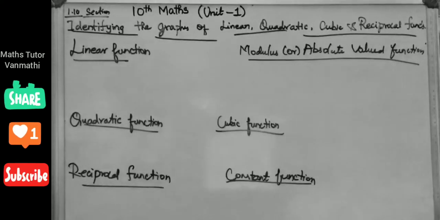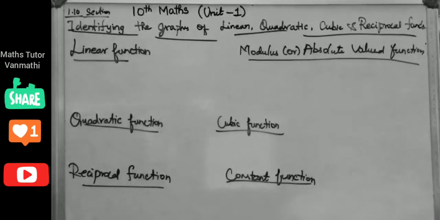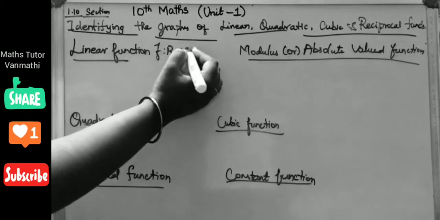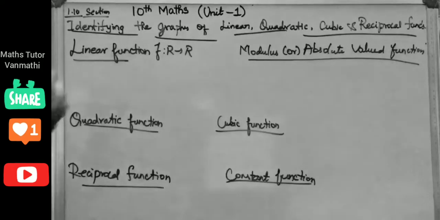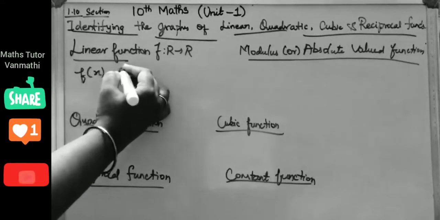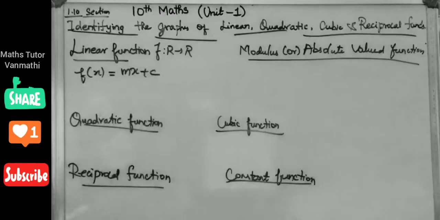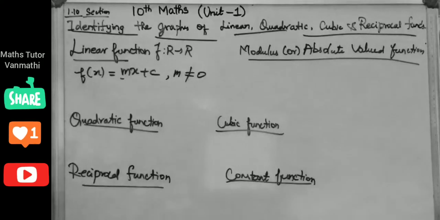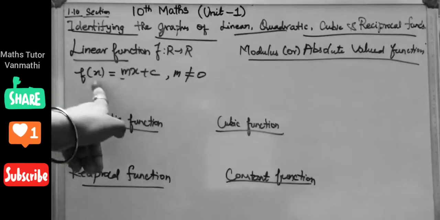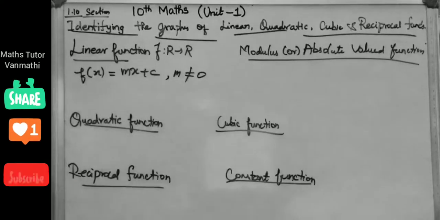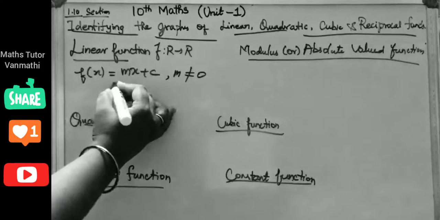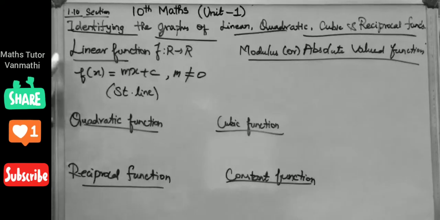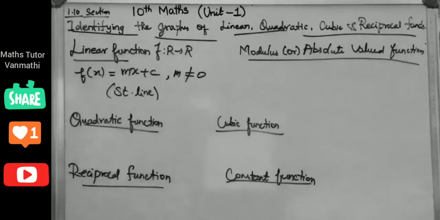First we can see what is a linear function. A function f from R to R, defined by f of x is equal to mx plus c, where this m value will not be equal to 0, is called the linear function. This is the representation of the linear function. In the linear function, the graph will be a straight line. This is a straight line equation.